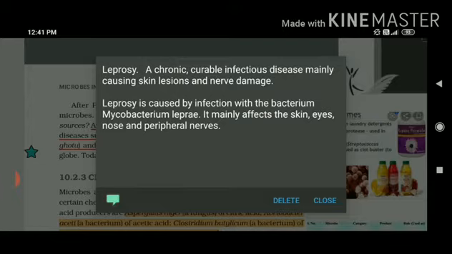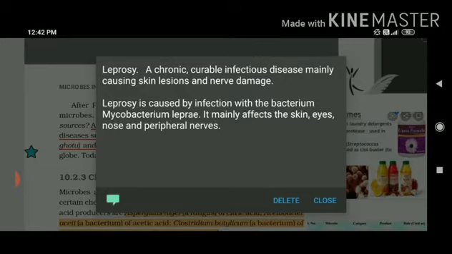So there is skin infection. Leprosy is caused by the infection with the bacterium Mycobacterium leprae. So when you write the scientific name, you must underline them separately. The effect can be on the skin, eyes, nose and peripheral nerves.